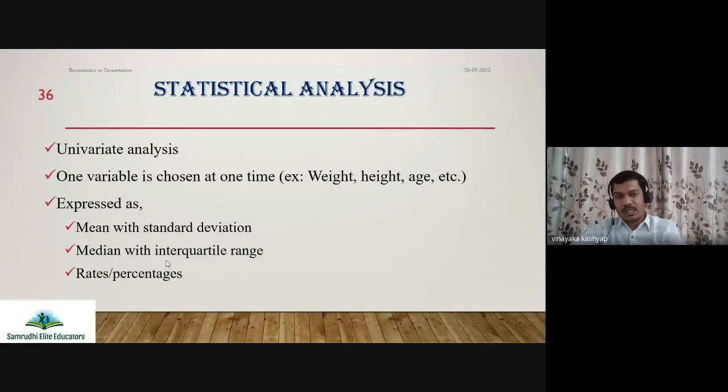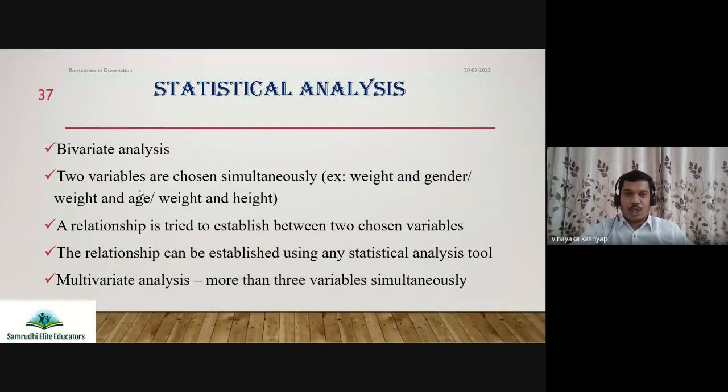Okay, yes. Then what is bivariate analysis? Here you are going to take two variables simultaneously at a single point of time. For example, you want to see weight and gender. Now among male, how many are having overweight, how many are having less weight, like that. You want to take two variables simultaneously, weight and age, weight and height, like this. So two variables are taken simultaneously. Here, in order to establish a relationship, you will have to choose a particular statistical tool. Okay, it can be t-test, chi-square test, or whatever it is. We'll go to it later. So this is how we are going to do a bivariate analysis.